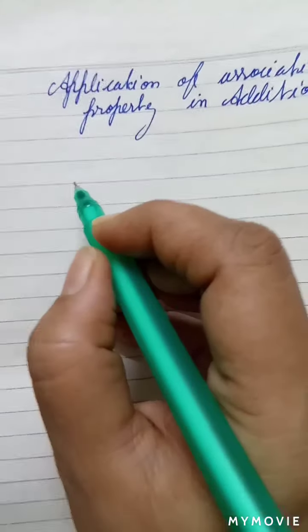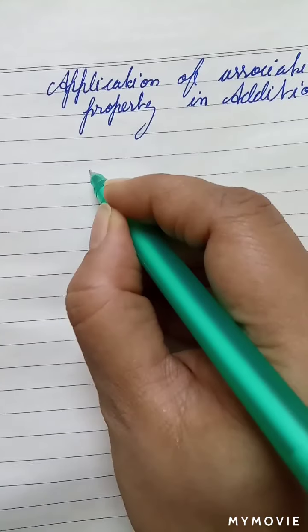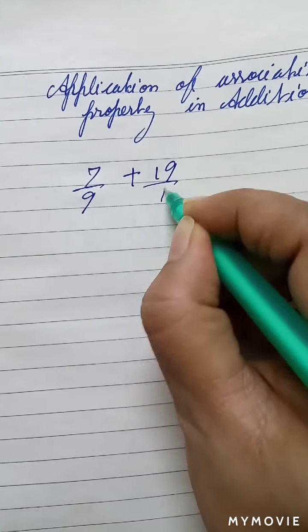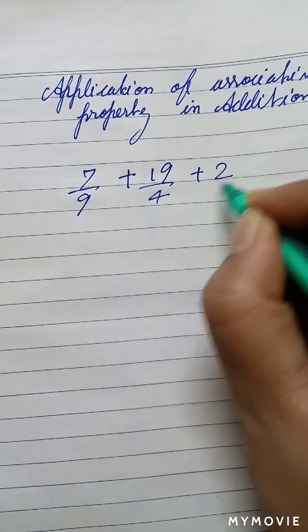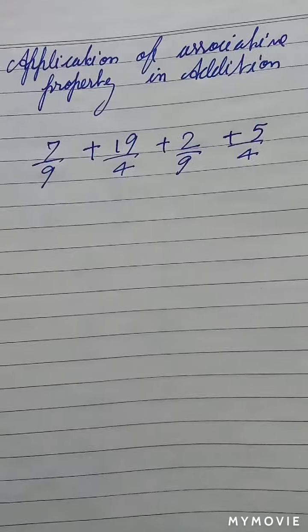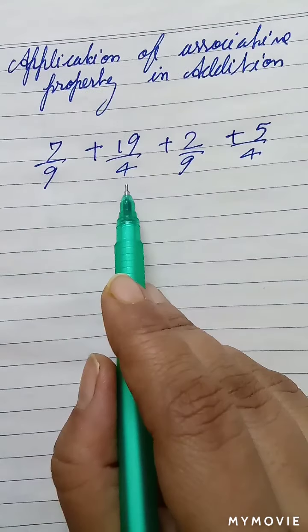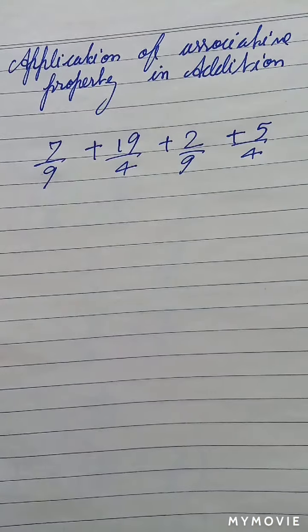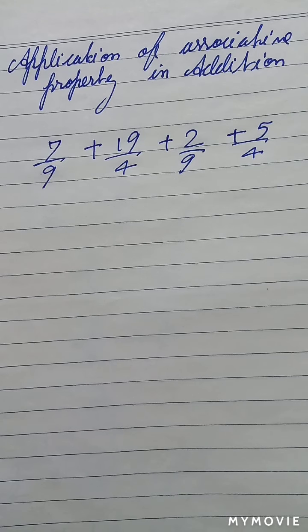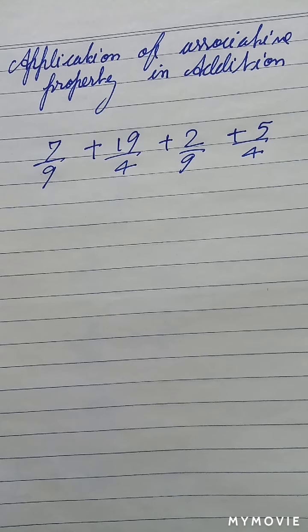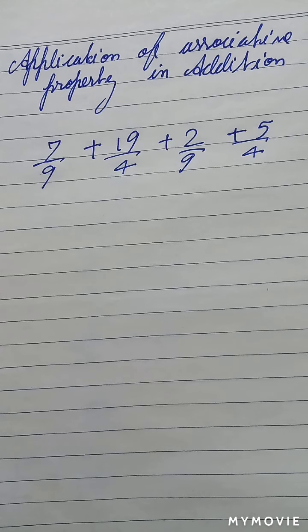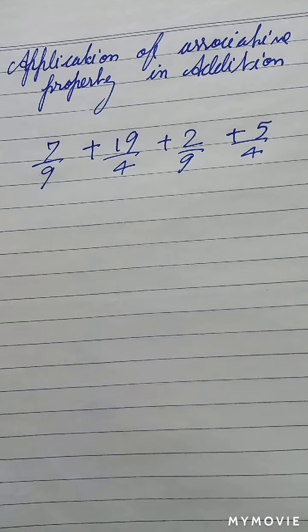Let's take an example. Let's say we have 7 by 9 plus 19 by 4 plus 2 by 9 plus 5 by 4. Now we have different denominators, so what do we have to do? We will take the LCM, we will make the denominators equal, we will multiply the numerators and denominators by a number so that we get the LCM. Let me tell you, we don't have to do all that. Why? Let's see.